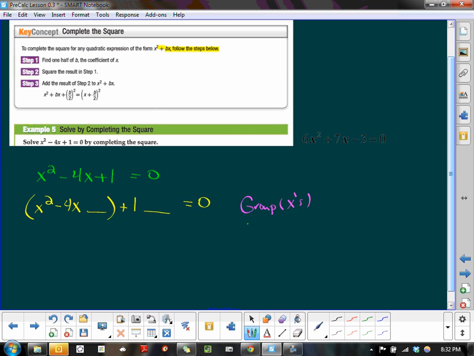So now we're going to take half of the linear term. The linear term is nothing more than the x term. So I want to take half of whatever that value is in front of the x. So I take half of 4, which is 2, and then you take that and you square it. So it's half the linear term squared. So half of 4 is 2, and 2 squared is 4.